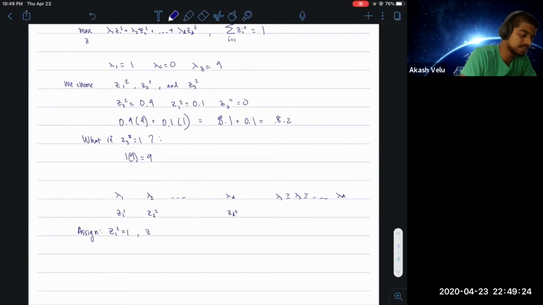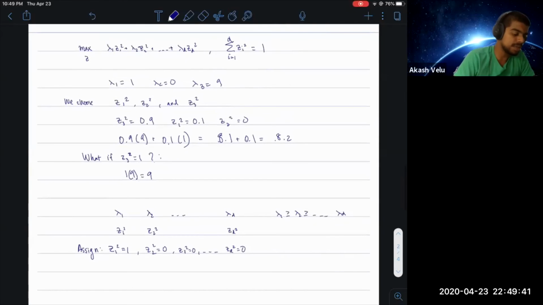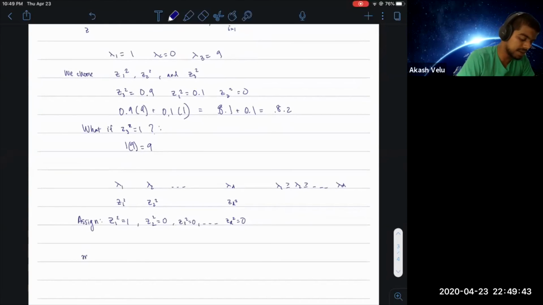And because we make this 1, that means the rest have to be 0, because we have at most 1 weight. We can only give out a total of 1 weight. So that means that the rest have to be 0. So the best we can do, the maximization, the max of lambda 1 squared z1 plus lambda 2 squared z2. Remember that we're trying to maximize this quantity.